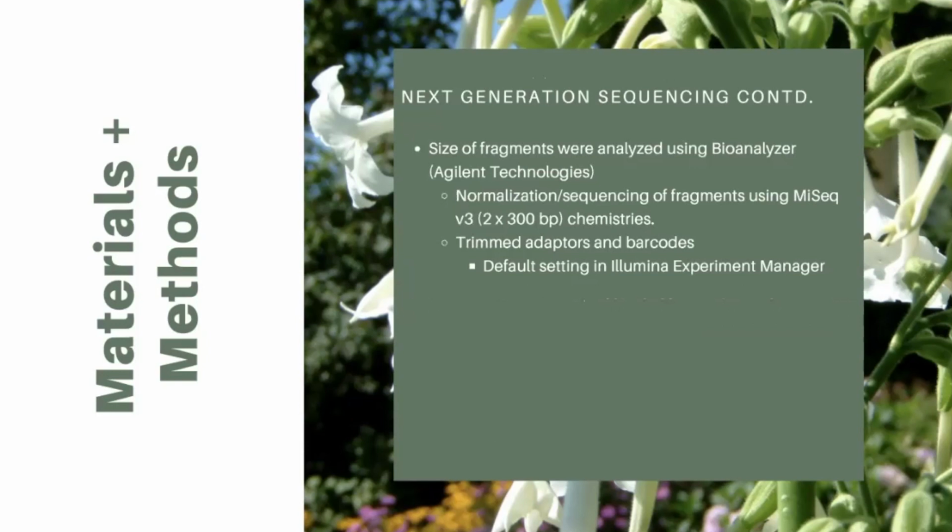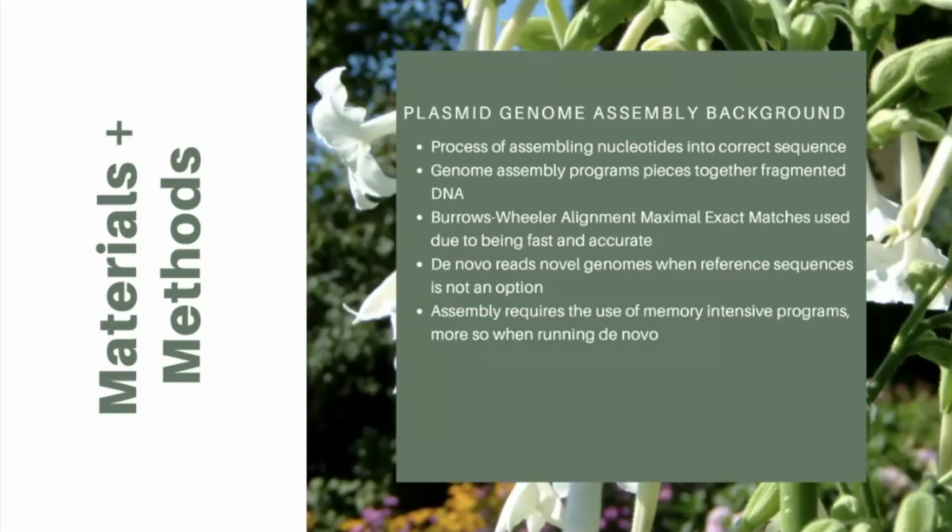And for more on next generation sequencing, the size of these fragments was analyzed using a Bioanalyzer from Agilent Technologies, and those are the ones that were selected at 650 base pairs. The normalization and sequencing of these fragments used MiSeq V3 chemistry, 2x300 base pairs, and the trimmed adapters and barcodes received from this were analyzed in default settings in the Illumina Experiment Manager. So on the next slide, we're going to be talking about plasmid genome assembly.